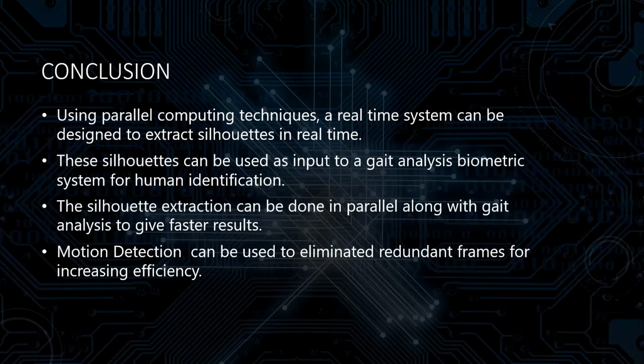Hello, I'm Rishit, and I'm going to conclude the PPT here. By using parallel computing techniques, a real-time system can be designed to extract silhouettes in real time. The silhouette extracted in real time can be used as input to a gait analysis biometric system for human identification. This silhouette extraction can also be done in parallel along with the gait analysis to give faster results. And motion detection can be used to eliminate redundant frames to increase efficiency. This is the conclusion for human identification at a distance.